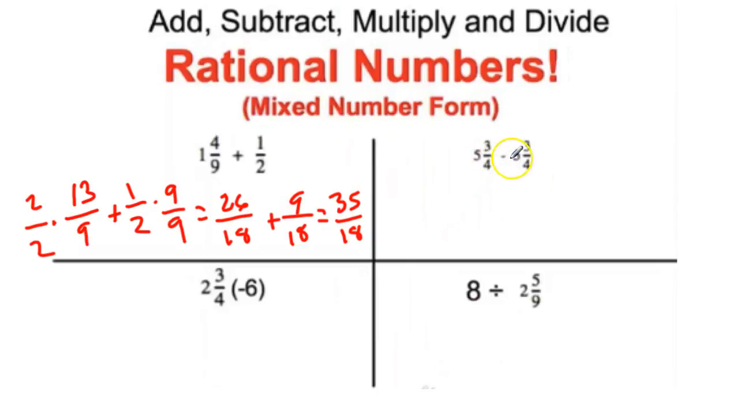5 3/4 minus 5 3/4. Well, look what we have here. These are the same exact thing, so if we subtract them, it equals 0. This one over here, 2 and 3/4.